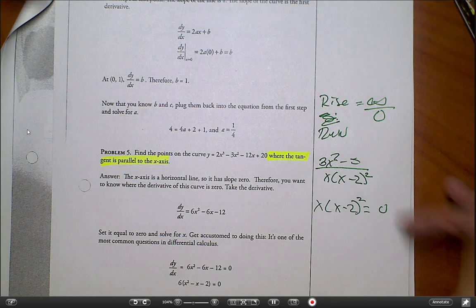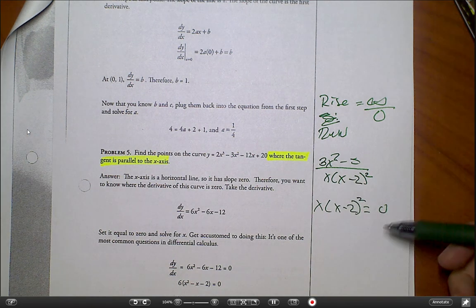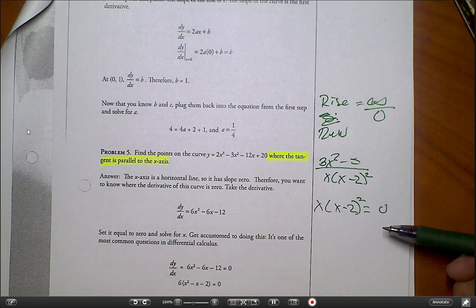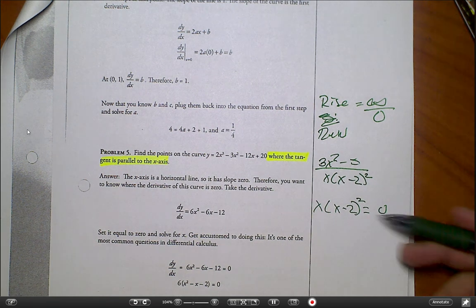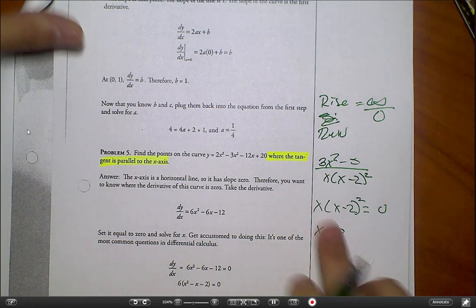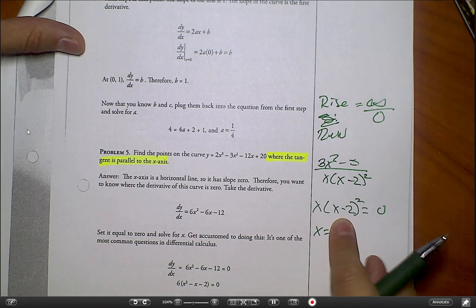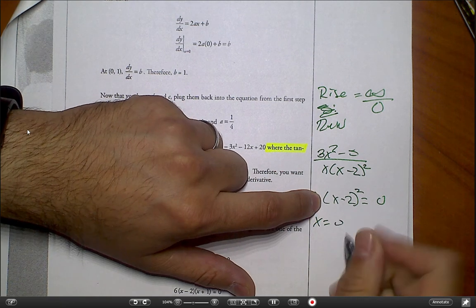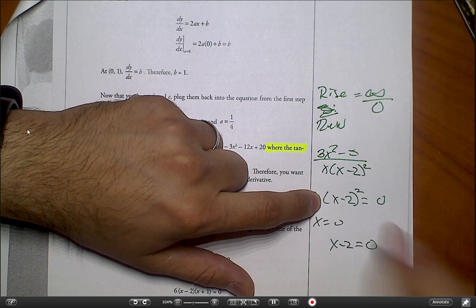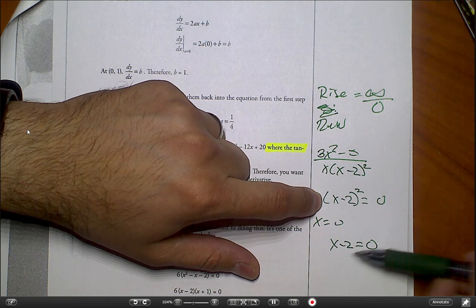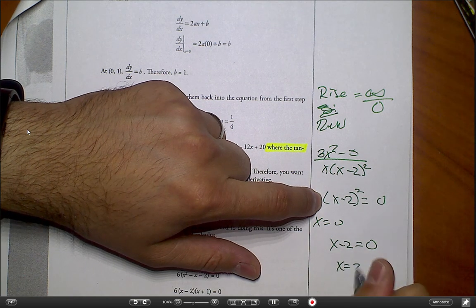By setting only the denominator equal to 0, I'm going to find a place where it's undefined, because every time the denominator is equal to 0, it is undefined. In this case, x equals 0 using the zero product rule. Now set the other factor equal to 0: x minus 2 equals 0. I don't have to do it twice because it gives me the same answer. So x equals 2.